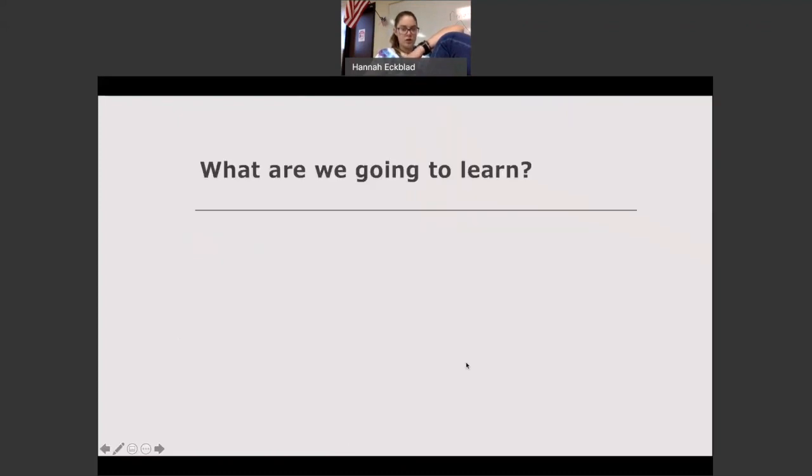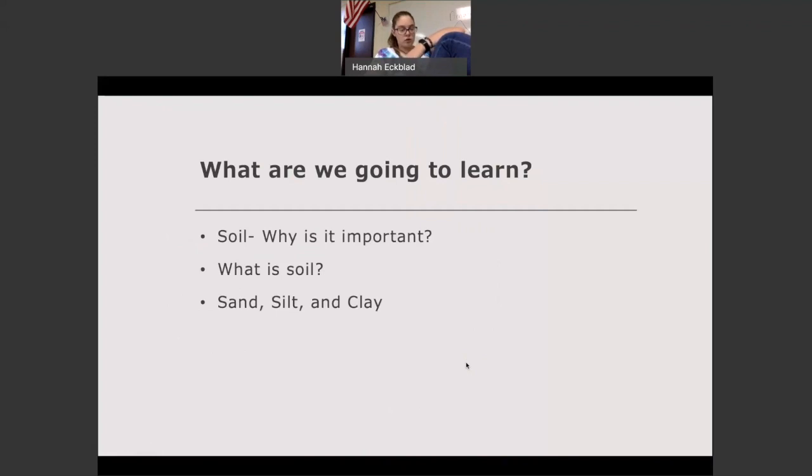Okay, be that way. So, what are we going to learn? If you're taking notes, you don't need to write this part down. This is just an overview of what we're going to learn. We're going to learn about soil. Why is it important? We're going to learn what is soil. We're going to learn the difference between sand, silt, and clay. Those are going to be our 3 things for today.